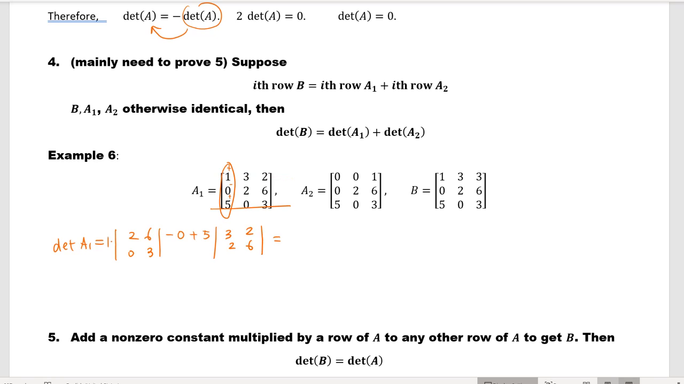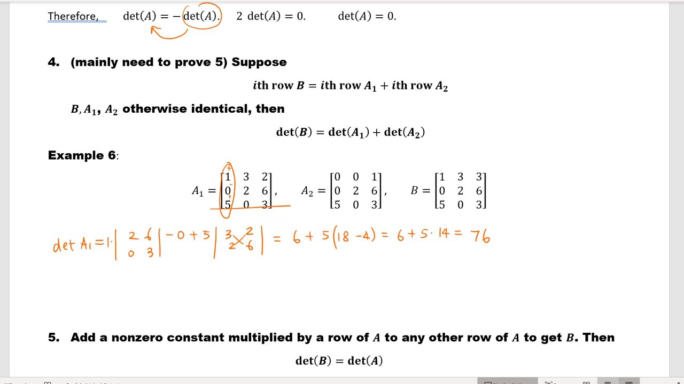Sometimes if you see a mistake, please let me know, okay? Sometimes I also need to check my work because I could also make mistakes. So we need to be careful and check our work multiple times. So 2 times 3 is 6, minus 6 times 0 is 0. And then we have the 5 times, 3 times 6, 18, minus 2 times 2, 4, so 5 times 14, which is 70. So 76.